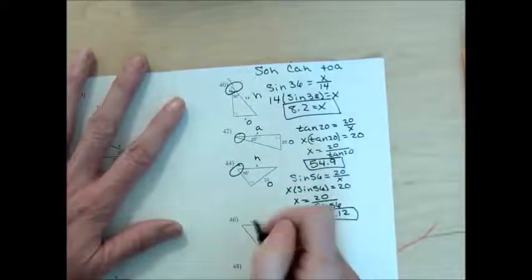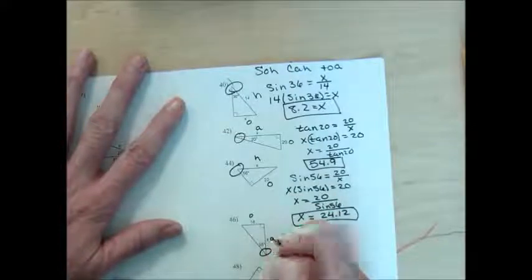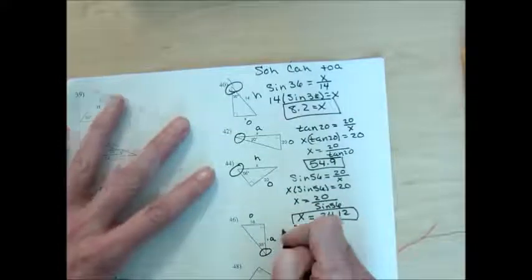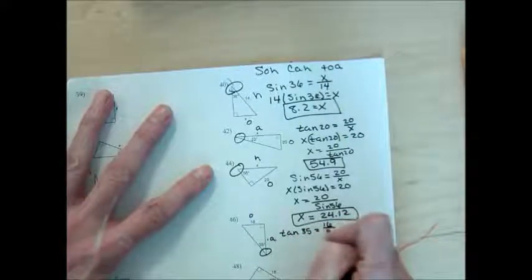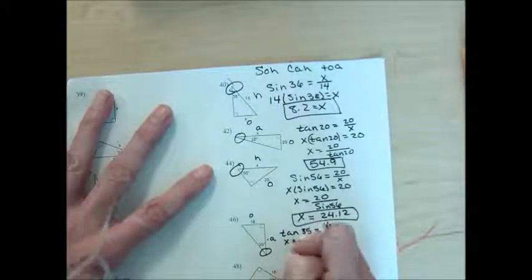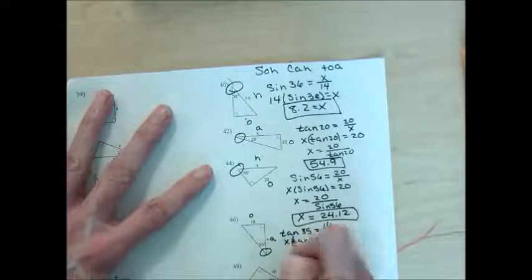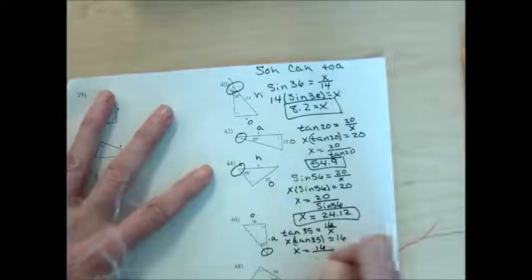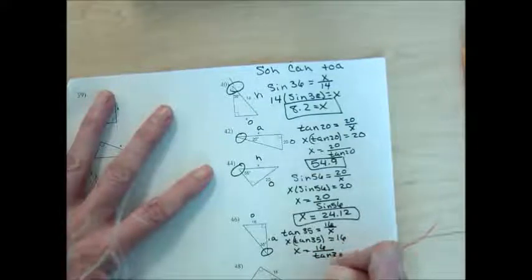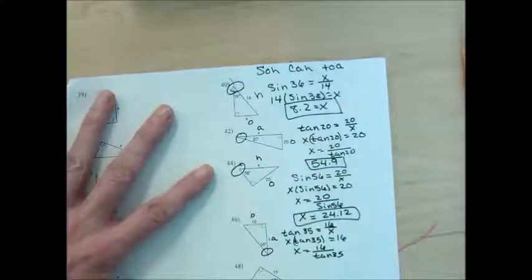Alright, circle my angle. I have opposite and adjacent. Opposite and adjacent is tangent. So the tangent of 35 equals 16 over x. So x times the tangent of 35 equals 16. So x equals 16 divided by the tangent of 35. That's 22.9.